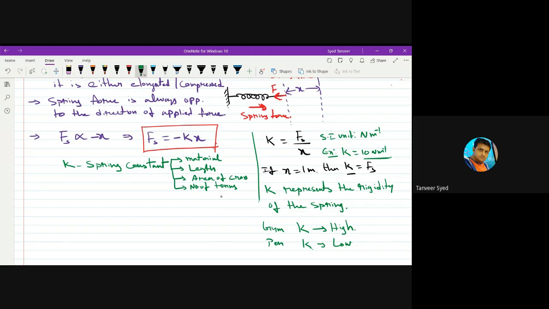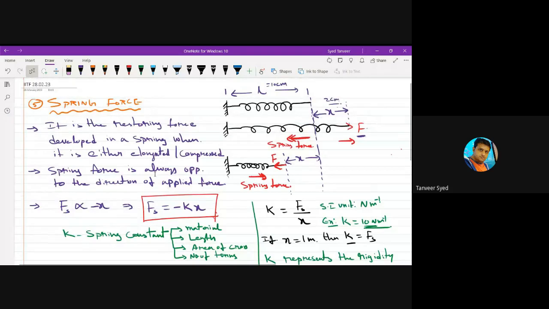What should you understand from this? You should understand that for that spring, in order to elongate it by 1 meter, you should apply a force of 10 Newton. Or for some other spring, if K is say 100 Newton per meter, then to elongate this spring by the same 1 meter, you should apply 100 Newton force. That means this spring is more rigid. That is spring force.